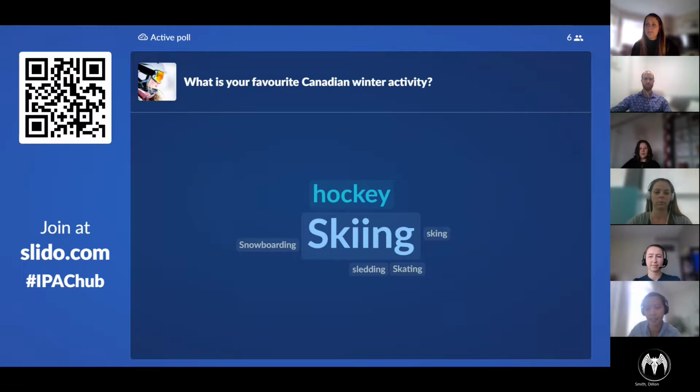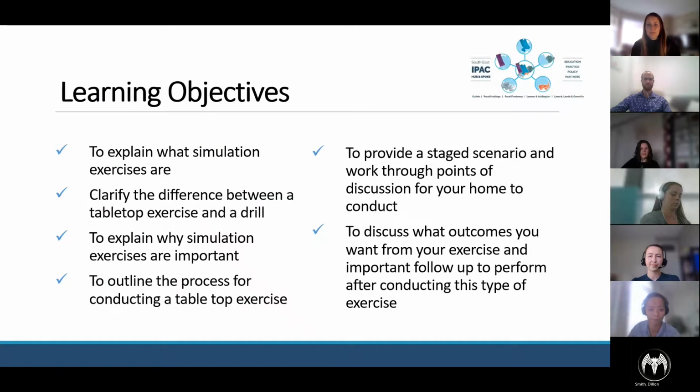Thanks, Sarah. So the learning objectives outlined for today are to explain what simulation exercises are, to clarify the difference between a tabletop exercise and a drill, and provide you with information about why these exercises are important. We will outline what the process could look like for conducting a tabletop exercise and then provide you with a staged scenario and work through points of discussion to be able to facilitate within your facility. Finally, we'll discuss outcomes you would like to see from your exercise and important follow-up to perform after conducting this type of exercise.